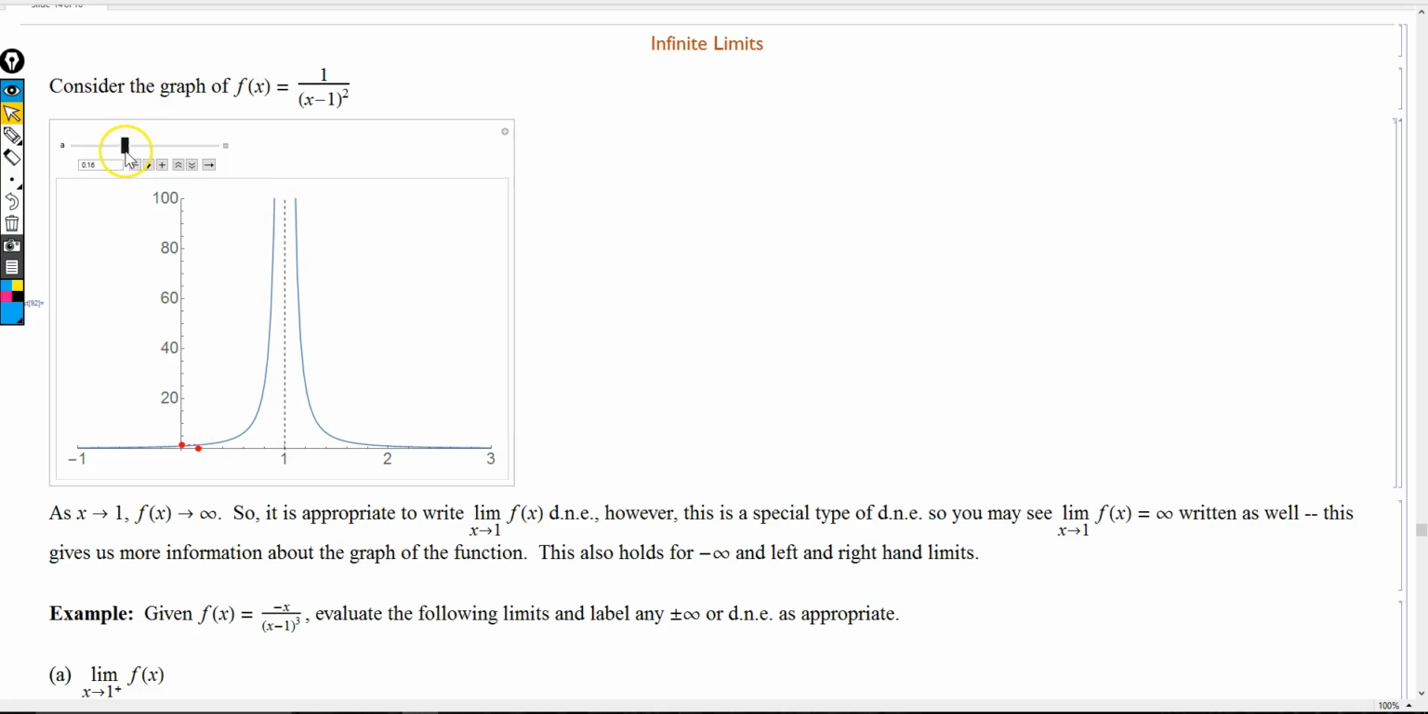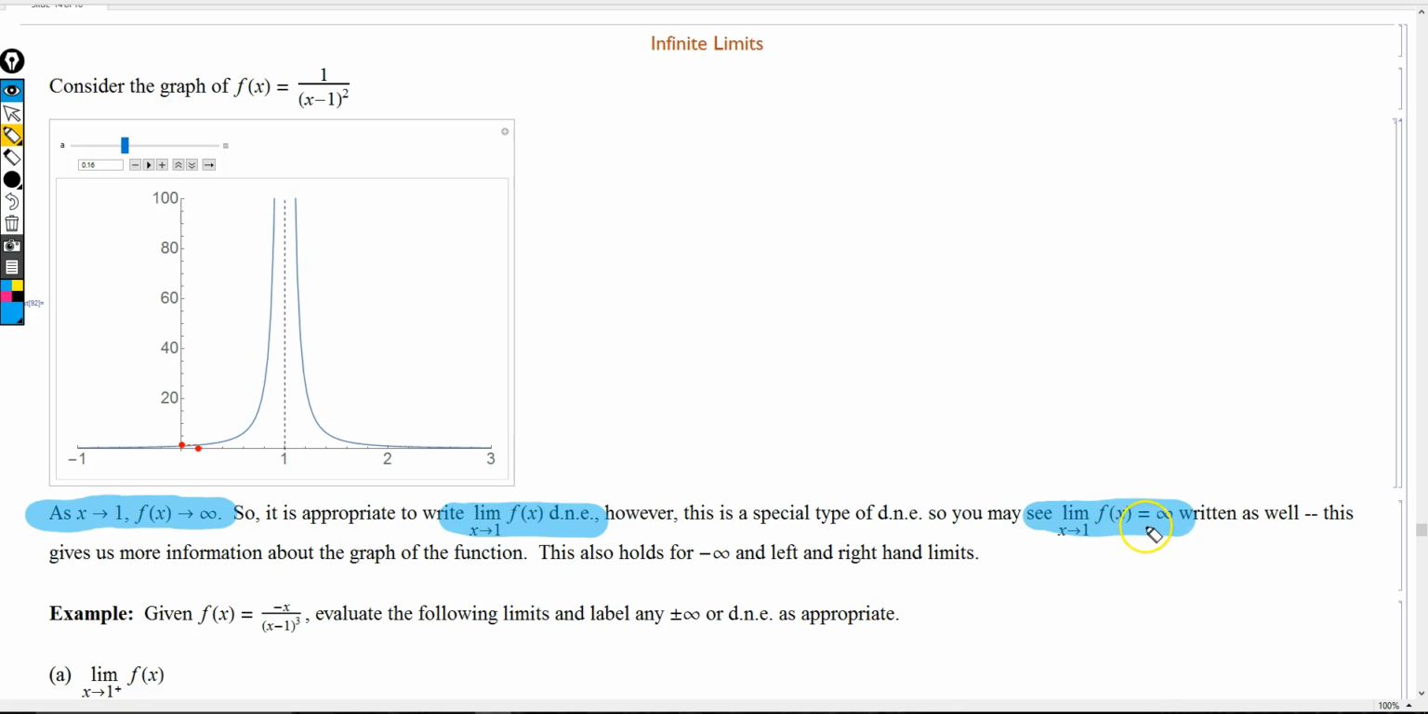Alright, so what we have now is this. We have that as x approaches 1, the function is approaching infinity. We see that from the graph. So it's perfectly fine to write that the limit as x approaches 1 of f of x does not exist. But this is a special type of does not exist. And we're going to specify it like this. We're going to write the limit as x approaches 1 of f of x equals infinity.